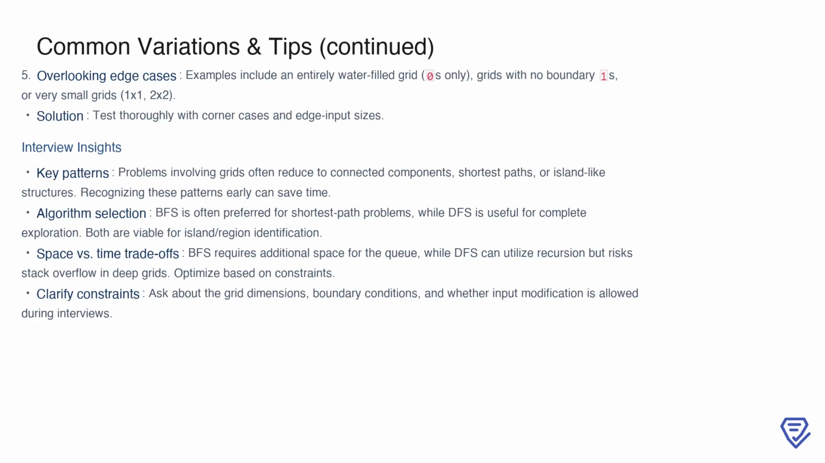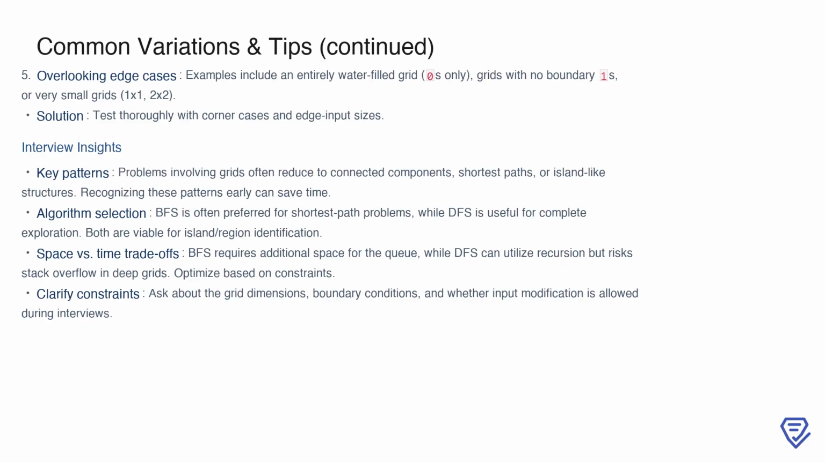Another pitfall to be mindful of is overlooking edge cases. For instance, a grid filled entirely with water, grids with no boundary land cells, or very small grids like 1 by 1 or 2 by 2 can expose flaws in your logic. To ensure your solution is robust, always test thoroughly with these corner cases.